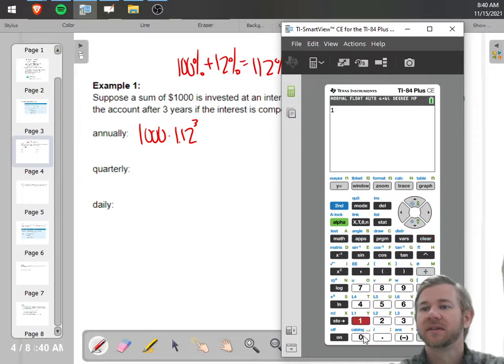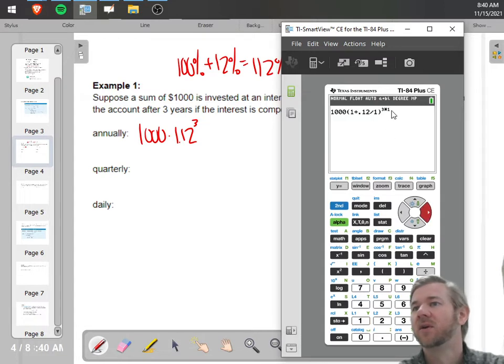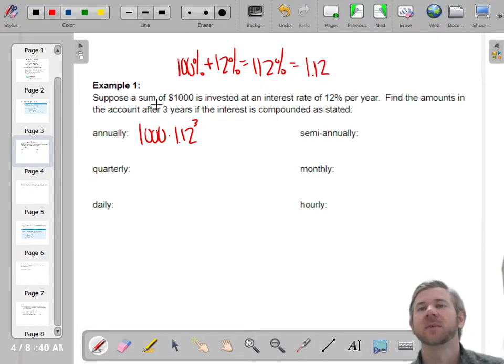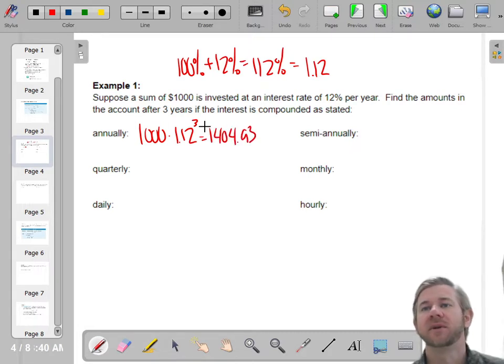We're going to do 1,000, and I'm going to type it in a special way: 1 plus 0.12 divided by 1. Since we're doing it annually, it's per 1 year. And then to the power of 3 years, and we're doing it once per year. So it's a total of 3 times your compounding interest. So $1,404.93. That's if you compound your interest 1 time per year.